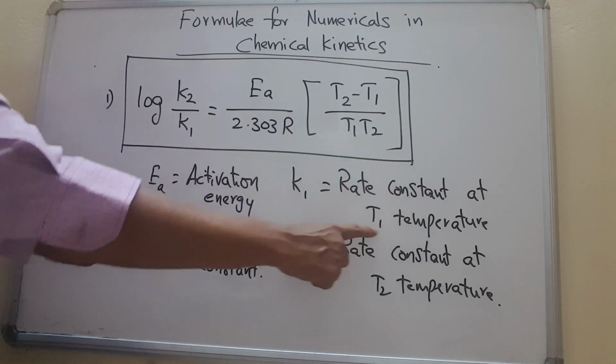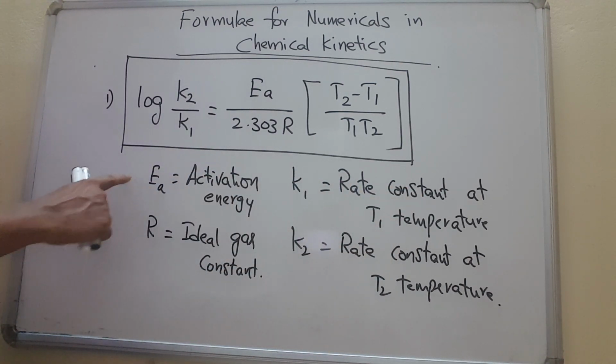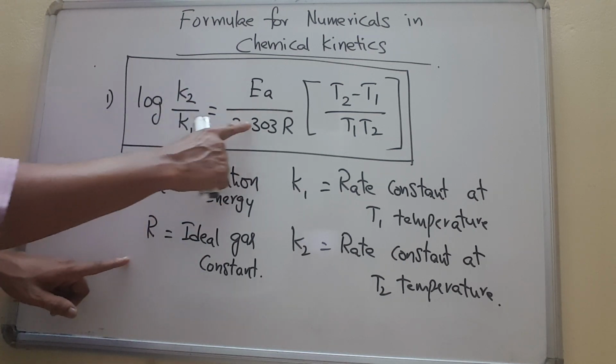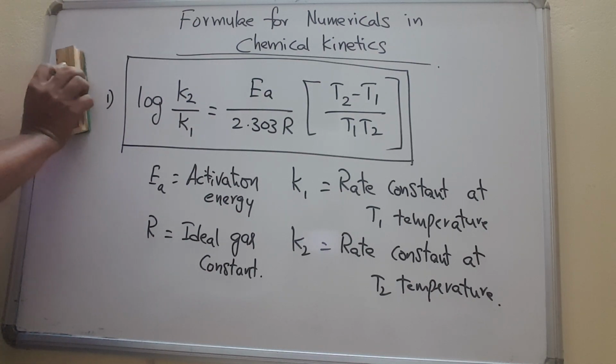K1 is the rate constant at temperature T1. K2 is the rate constant at temperature T2. Ea is the activation energy and R is the ideal gas constant. Okay, so this is the first thing: the rate constants at two different temperatures. It's a very important formula for objective questions, particularly numericals.